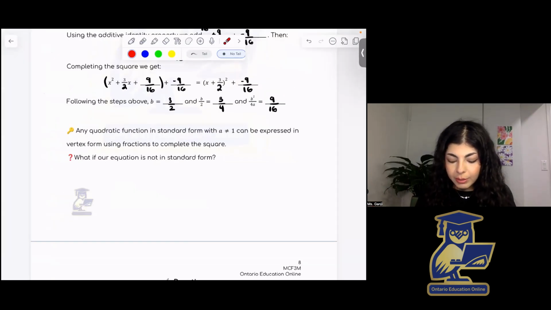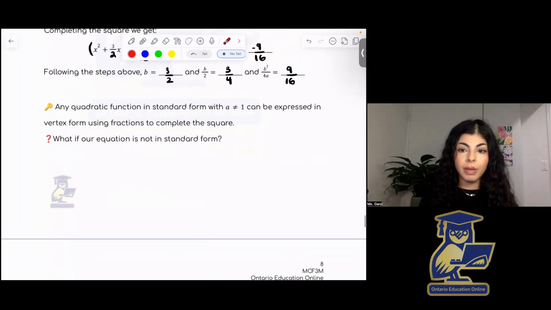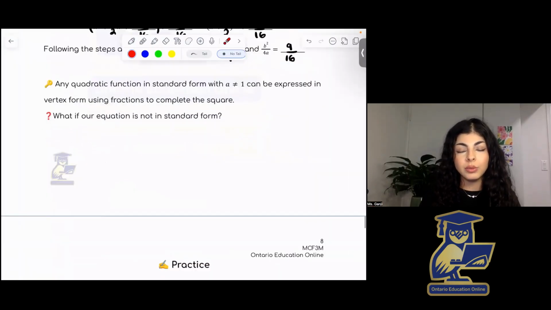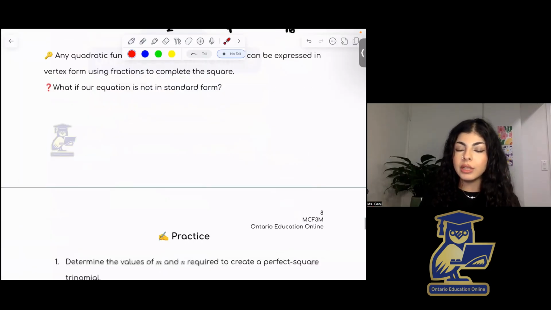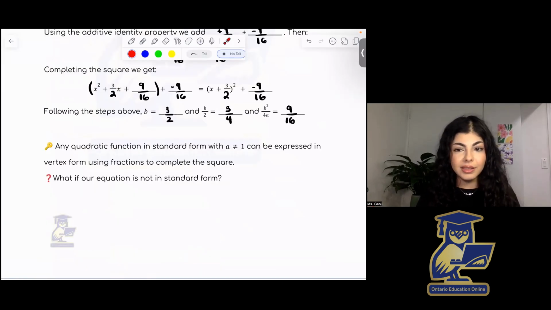So for today, you're going to be practicing completing the square to convert between standard form and vertex form. And in future classes, we're going to look a little bit more at vertex form, its graph, and applications with vertex form. And I'll see you all next class.